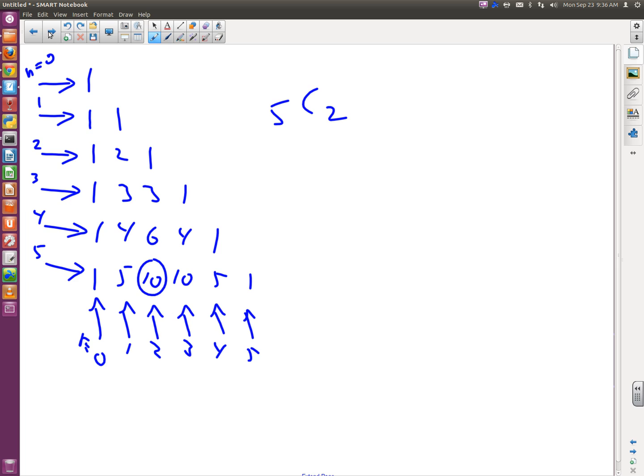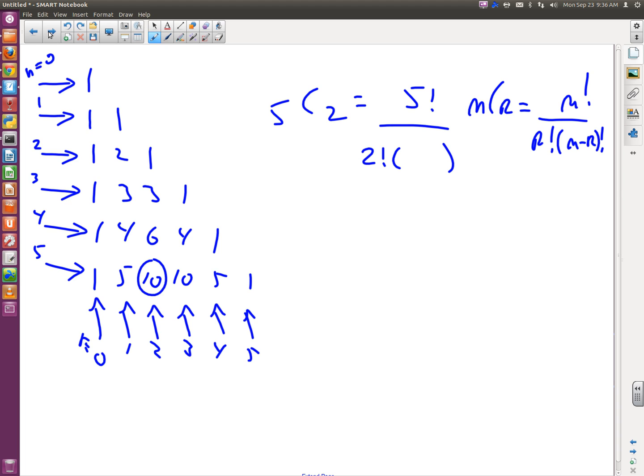Okay, good. Let me write it in. nCr is n factorial over r factorial times n minus r factorial, right? So let's do it. Who's n here? So 5 factorial over 2 factorial times 5 minus 2 factorial, which is 5 factorial over 2 factorial times 3 factorial, right?